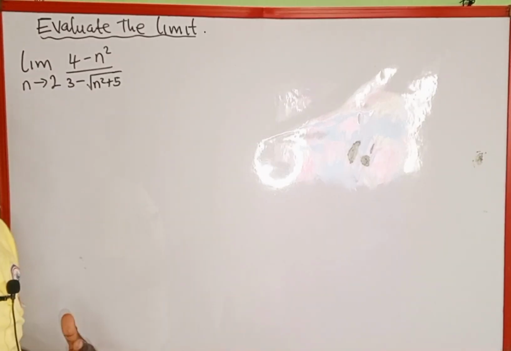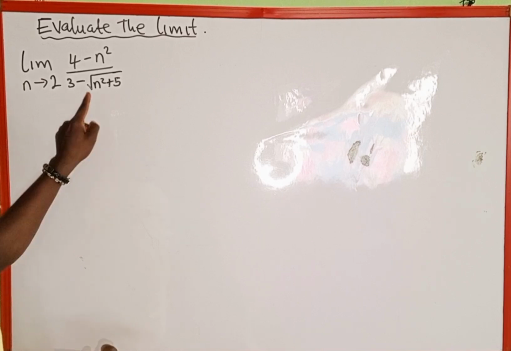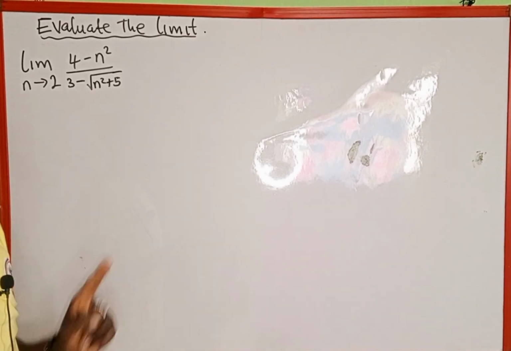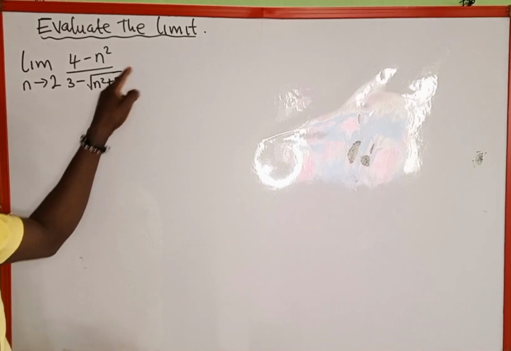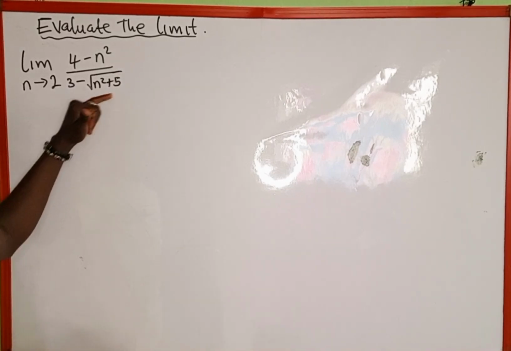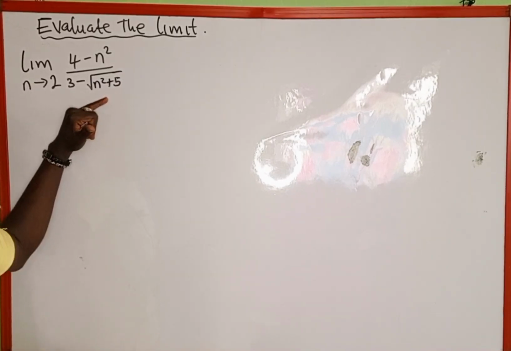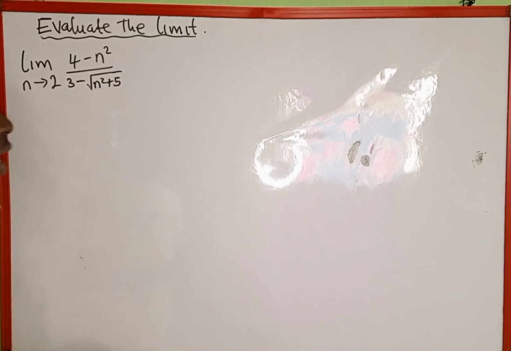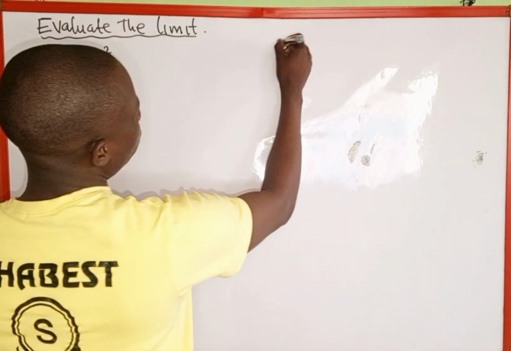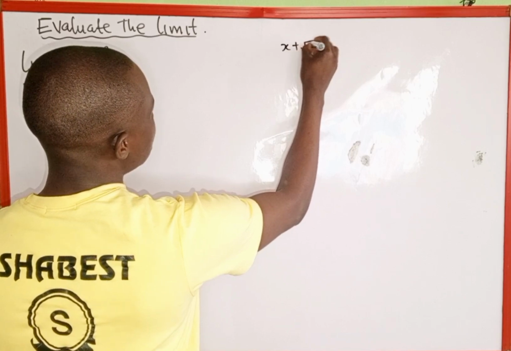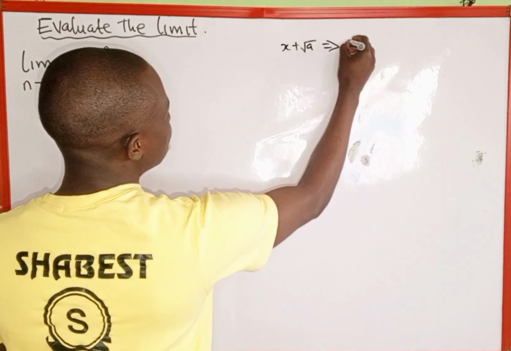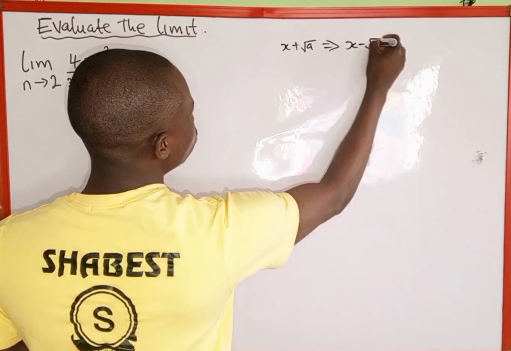And when you have an indeterminate form, as you can see, this function contains a square root. What you are going to recall is the surd. What we are going to do is to multiply this function by the conjugate of the denominator, because the surd is in the denominator. And what do we mean by conjugate? Remember that when we have, for instance, x plus square root of a, the conjugate is the same as x minus square root of a.